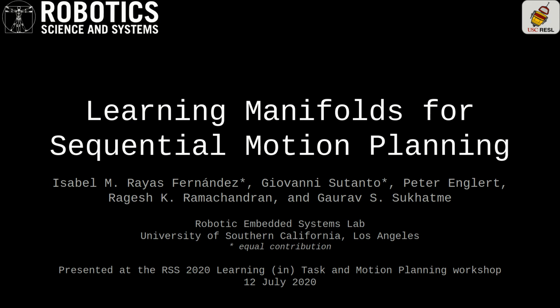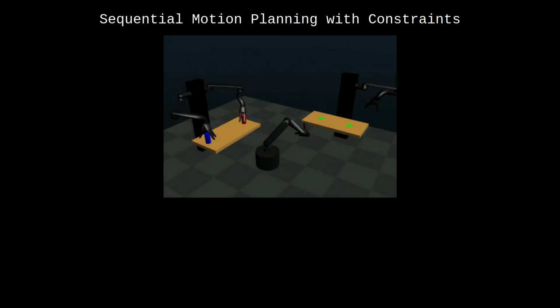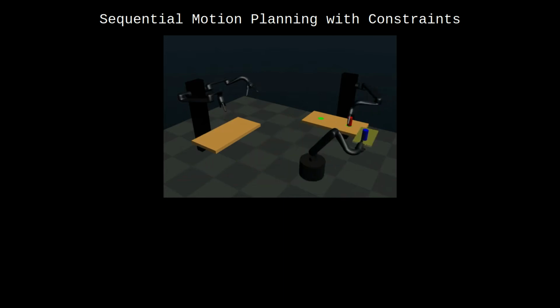This is our workshop paper presentation on learning manifolds for sequential motion planning. In task and motion planning, a task can often be broken down into a sequence of subtasks where each subtask has one or more constraints associated with it. One way of describing constraints in planning is with implicitly defined manifolds in configuration space.